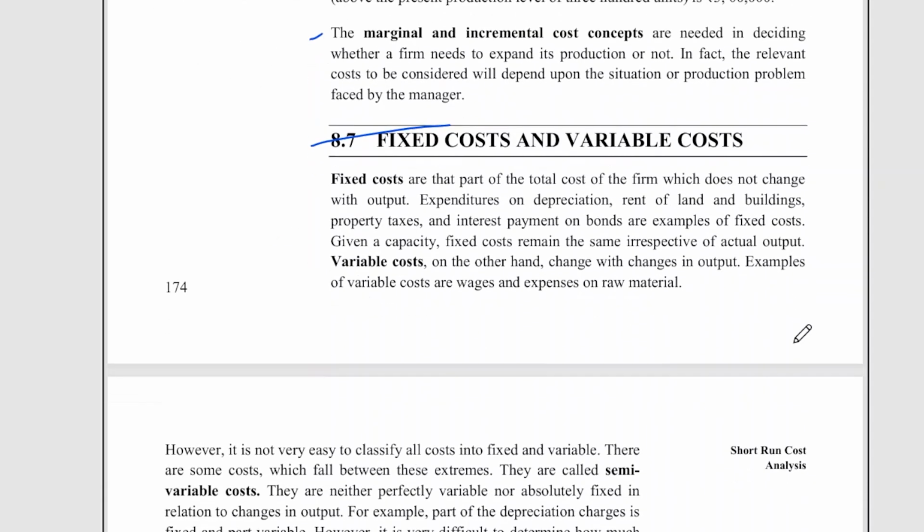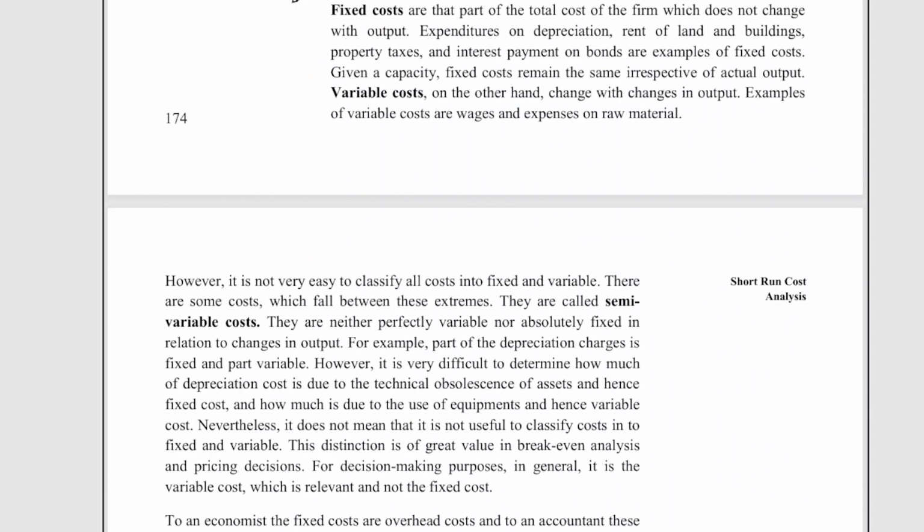Next is fixed cost and variable cost. Fixed costs are that part of the total cost of the firm which does not change with the output. Expenditure on depreciation, rent of land and buildings, property tax, and interest payment on bonds are examples of fixed cost. Given a capacity, fixed costs remain the same irrespective of actual output. Variable cost, on the other hand, changes with changes in output. Examples of variable cost are wages and expenses on raw material.